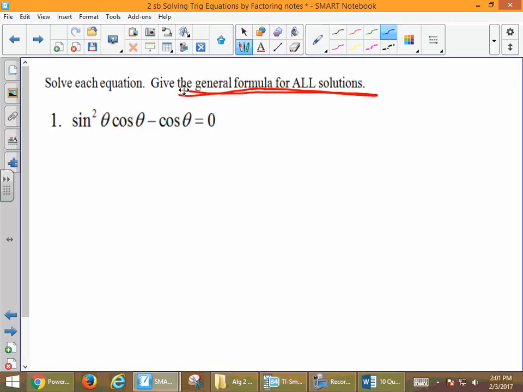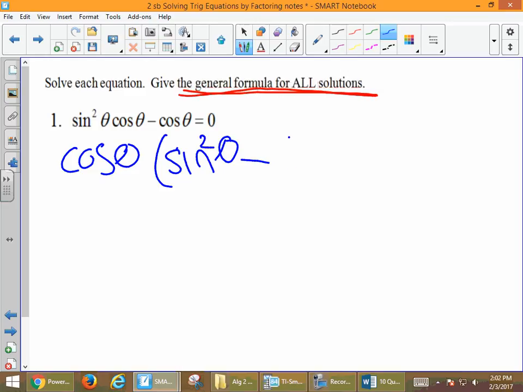So we have a cosine in both of them. So we can take a cosine out, or cosine of theta. And so we have sine theta squared, and then we have cosine of theta divided by cosine of theta, which is just 1, and this equals 0. So now that we have cosine of theta and sine squared of theta minus 1 equals 0, we can do our zero product property and split both of them up and set them equal to 0.